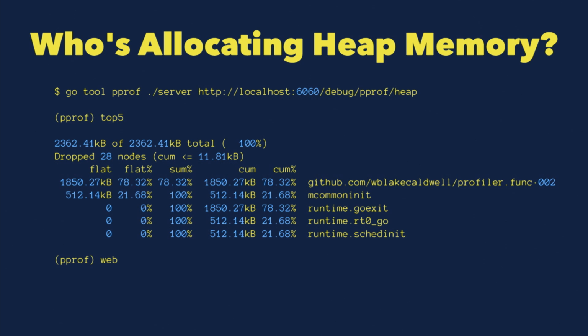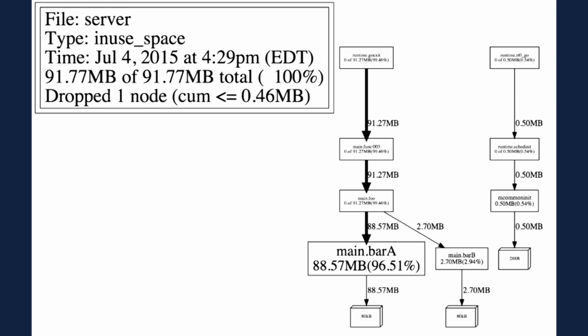And just like before, you can type in the web command, and you get your SVG opening up in a browser again. This is a super simple example. Yours will look a lot more complicated. But you see the call stack, the call trace that shows you where this memory is being allocated. And this is great to see, because a lot of times you're using a lot of memory.